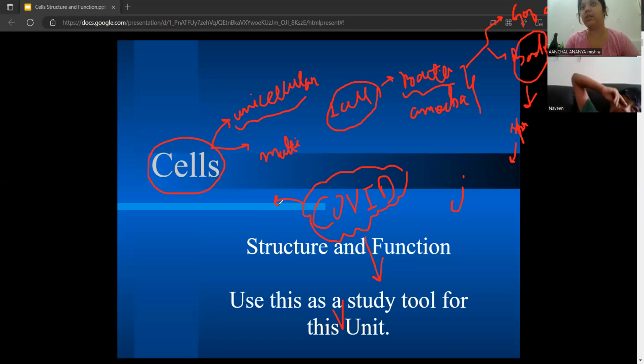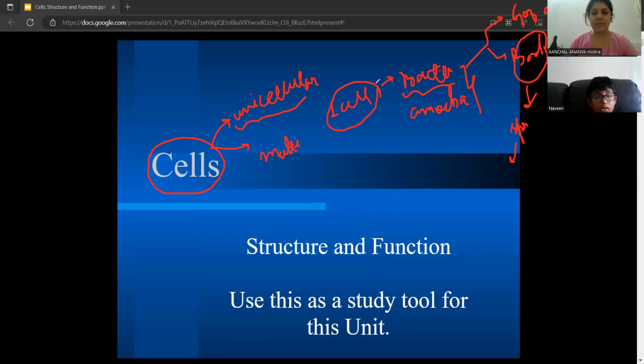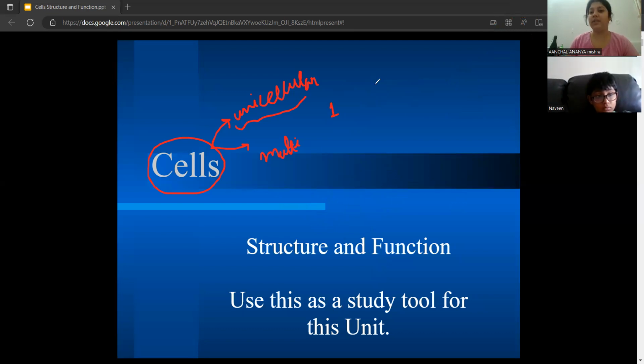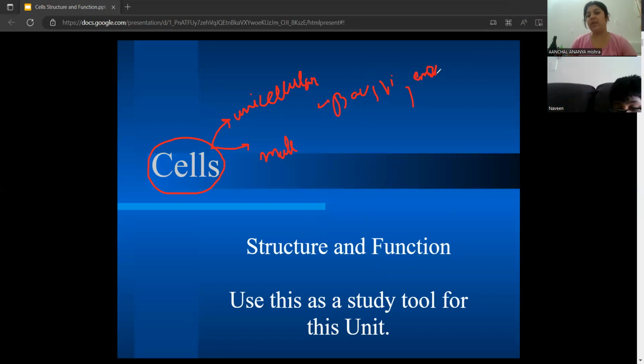Now what about multicellular organisms? Are we multicellular or unicellular? Naveen, tell me. Multi. We are multicellular. What about animals? Are they multicellular or unicellular? Unicellular? All the animals have just one cell in their body? No, they are also multicellular. What about plants, the big trees that you see? They are also multicellular. Apart from bacteria, viruses and amoeba, all the other organisms are multicellular. Only these particular groups are unicellular.